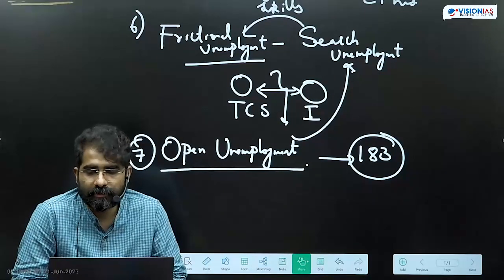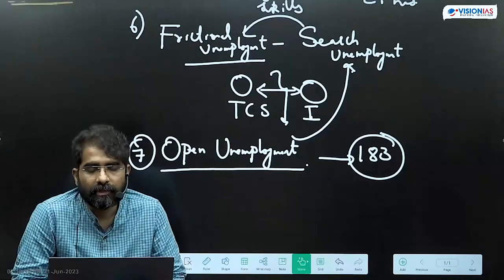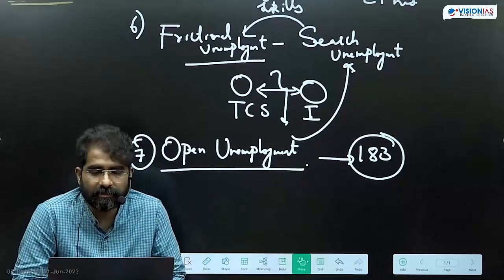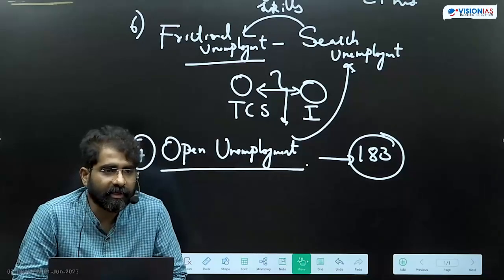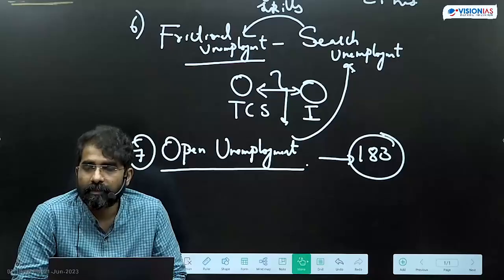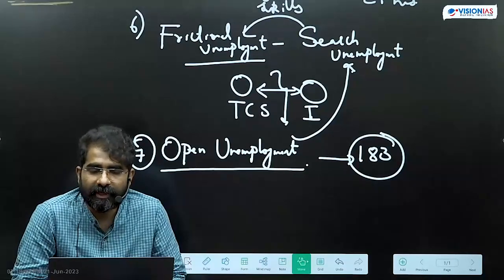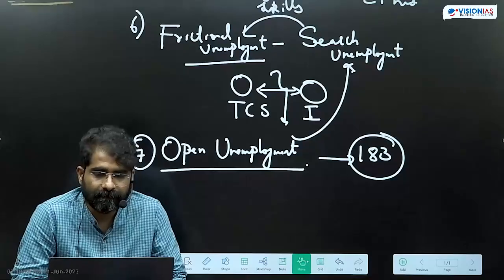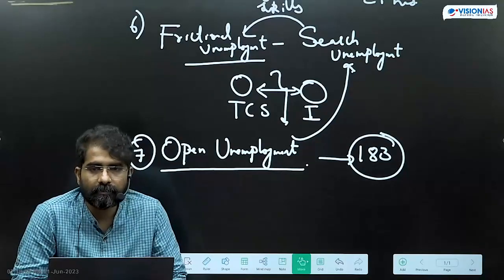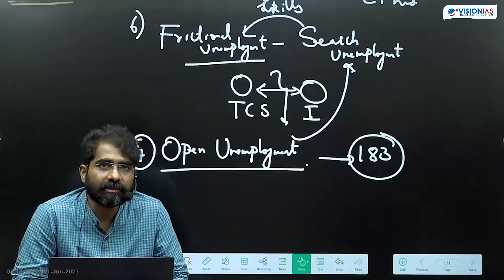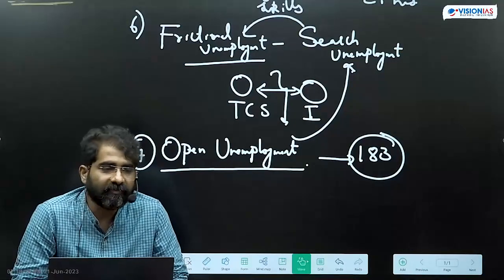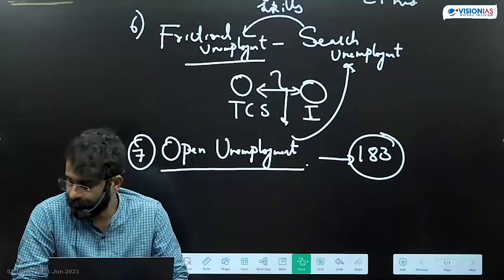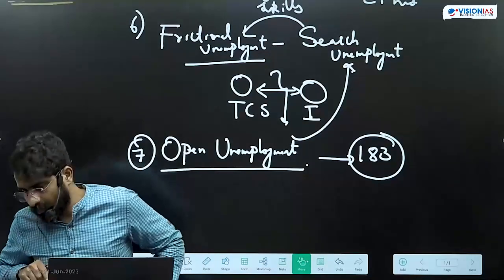Next one, seasonal unemployment. Write down: rain-fed Indian agriculture cannot create employment for 12 months, that is, they work during a particular season.